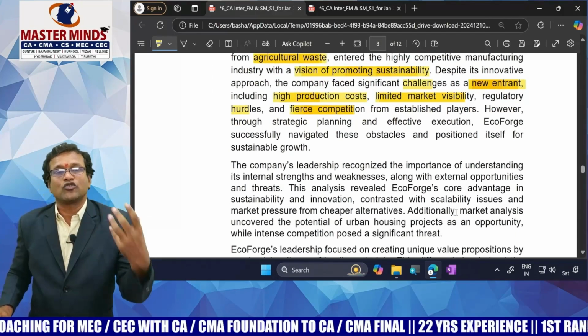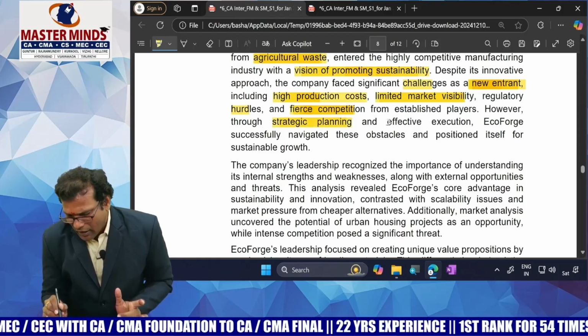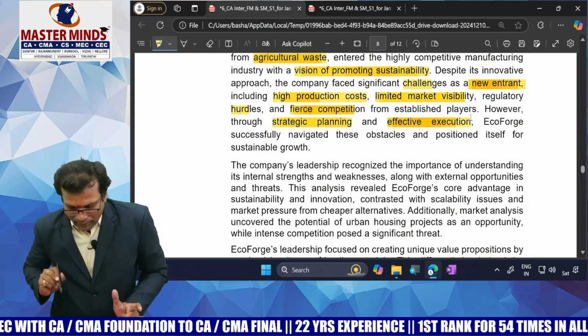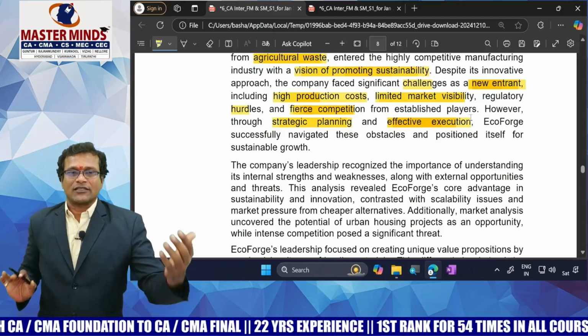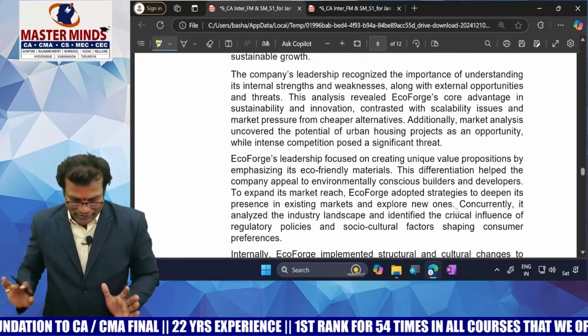However, even though there are so many difficulties for the new entrant, through some better strategic planning and very good, excellent strategy implementation, they have navigated successfully. This is the essence of the first paragraph. Now look at the second paragraph.